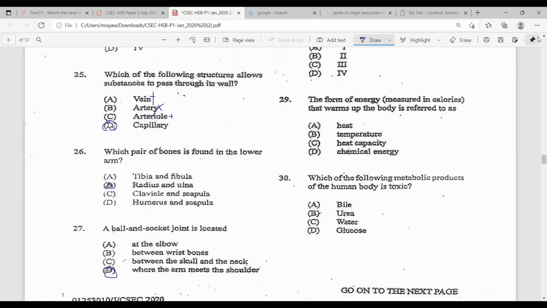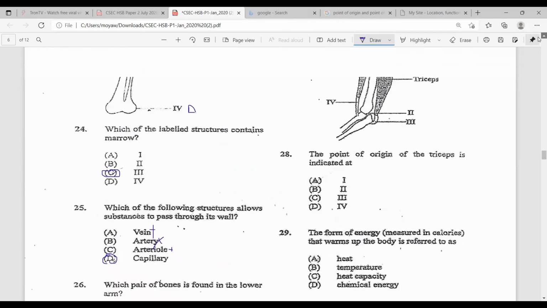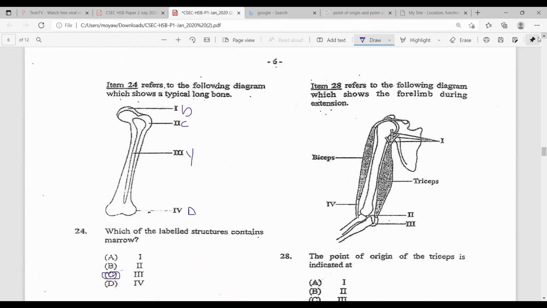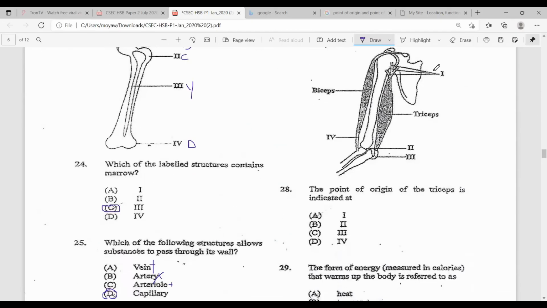Question 28. So for 28, go up a little. Item 28 refers to the following diagram, which shows the forelimb during extension. Then it asks, the point of origin of the tricep is located at, so we're talking about the tricep. So we're trying to find the point of origin. So looking at it, let us go down to see. So the point of origin has to be at the top where we have 1. So the option is 1. The point of origin is 1.